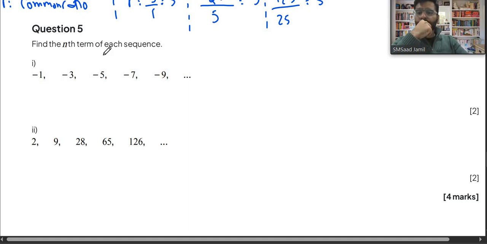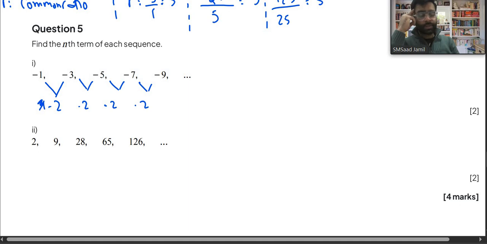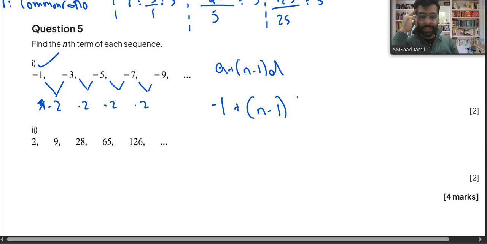So next question, find the nth term of each sequence. Okay. In this question, if you look, the difference is -2, -2, -2, -2. So this is arithmetic progression. a plus n minus 1 multiplied by d. a is -1 plus n minus 1, d is -2.